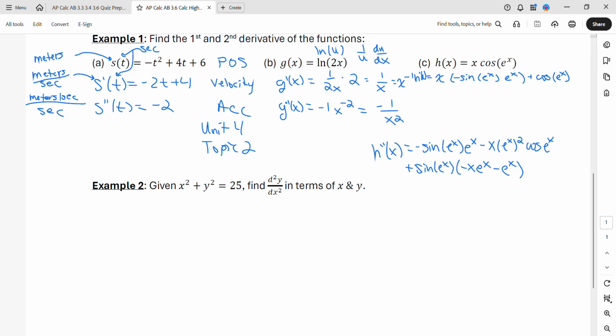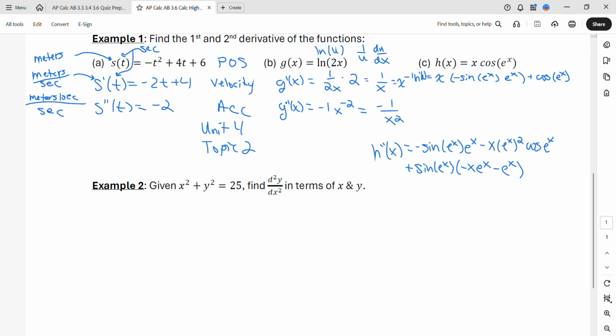What is nice is that you can write that first and second derivative, but what will be worth seeing here is that there will be times where a second derivative is written in terms of x, y, and the first derivative. So we're going to see how we can clean things up. Given this circle with a radius of 5, we're going to find the second derivative where we are just dealing with x and y.